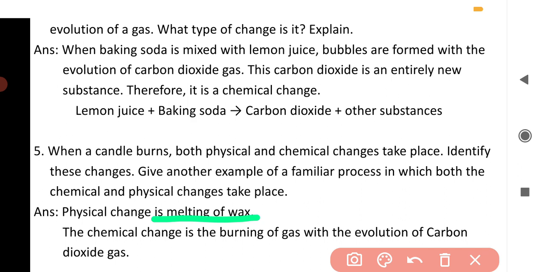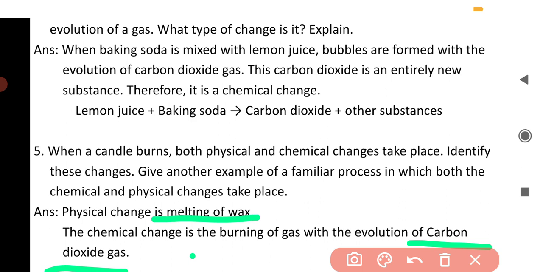Similarly, when a candle is burned, then some gases will also be produced from that. Okay, and what gas will be produced? Again, carbon dioxide gas will be produced. So burning of a candle is what? A physical change also and a chemical change also. Why chemical change? Because a new substance is formed during that process.